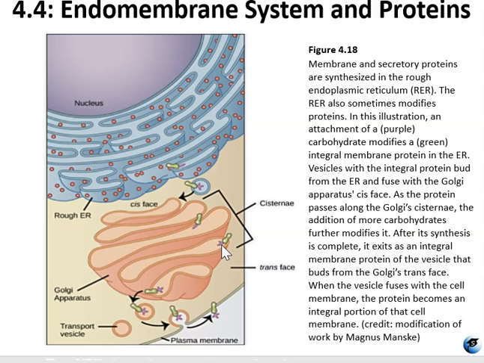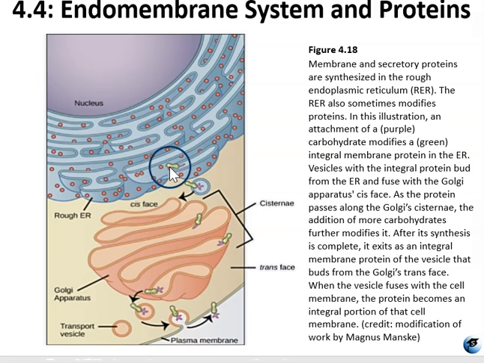And then after synthesis is complete, it exits as an integral membrane protein of the vesicle that buds from the Golgi's trans face. When the vesicle fuses with the cell membrane here, the protein becomes an integral portion of that cell membrane. So it's showing a path from the ER and the ribosomes.